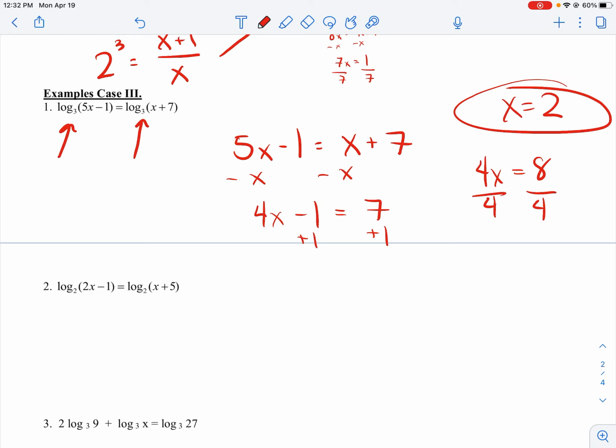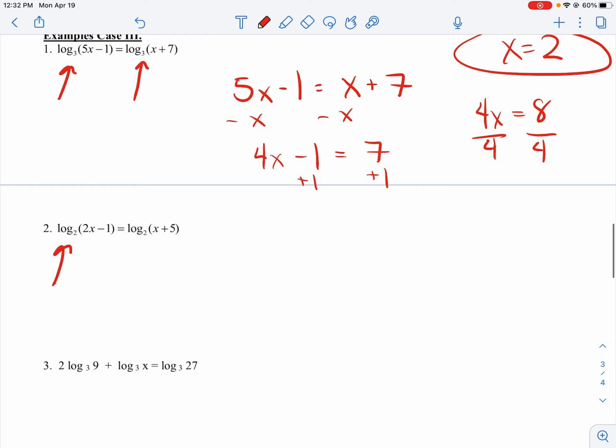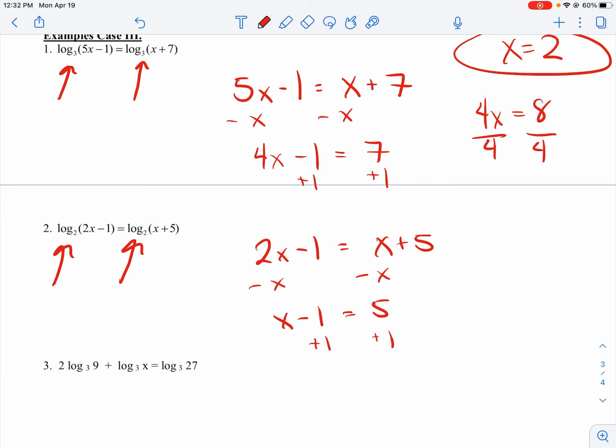Okay? So nothing too crazy there, right? So again, same base, log on either side. 2x minus 1 is equal to x plus 5. Subtract x, x minus 1 is equal to 5, plus 1, x is equal to 6.